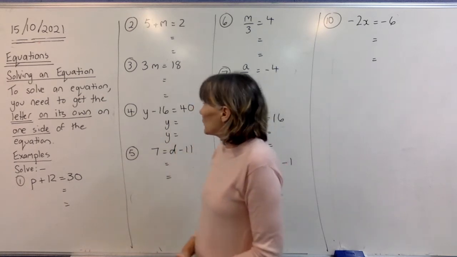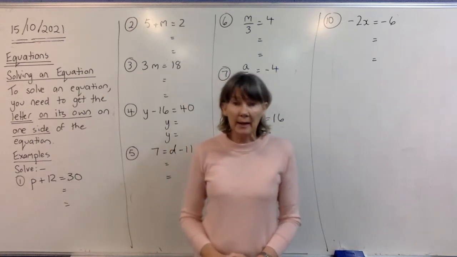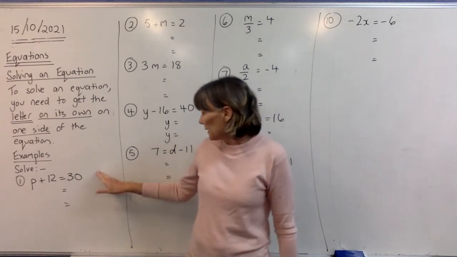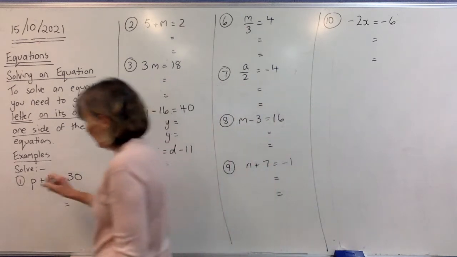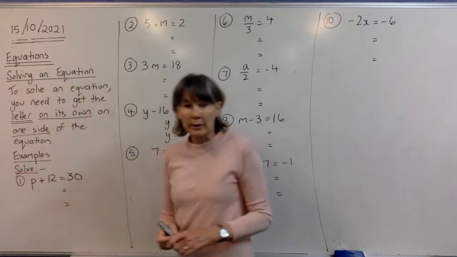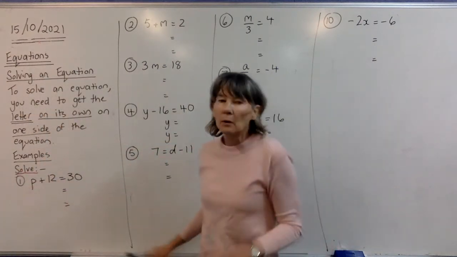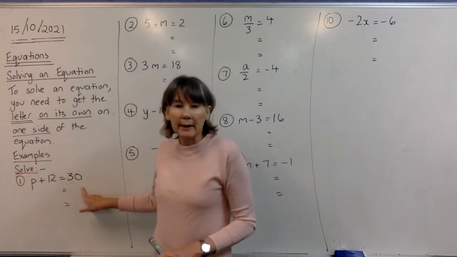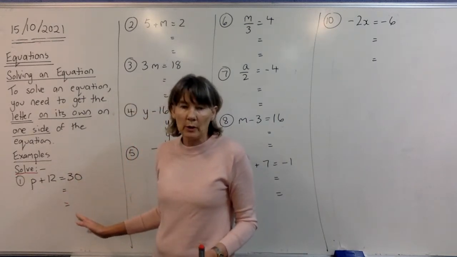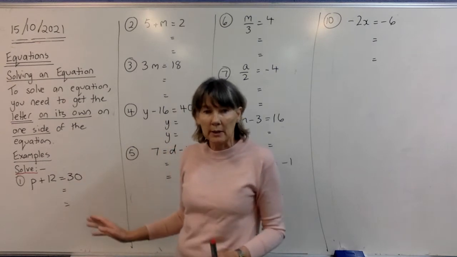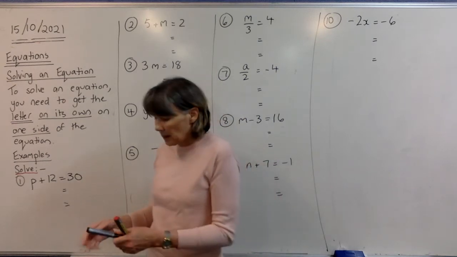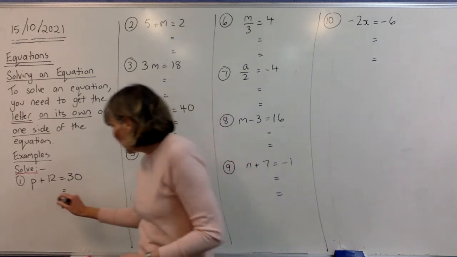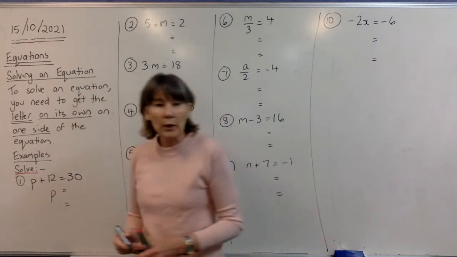All right, so to solve an equation, we need to get the letter on its own on one side of the equation. So let's have a look at this first one. They've asked you to solve it. So that's what we're doing, finding out what that letter equals. So we have a left and a right-hand side. I'm always going to be talking about the left and the right-hand side, so you need to know what's going on there. Now, we have our letter P over on the left. So I want to get that letter on its own.